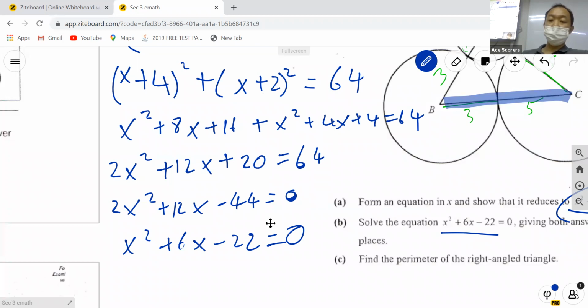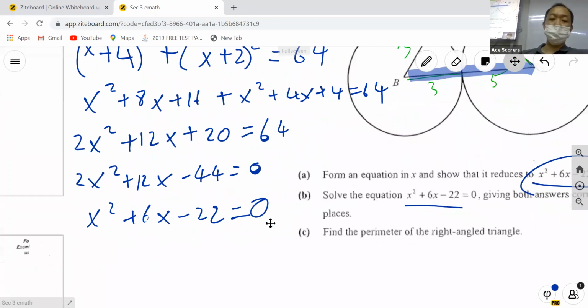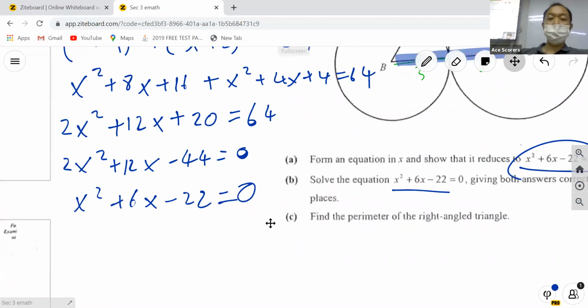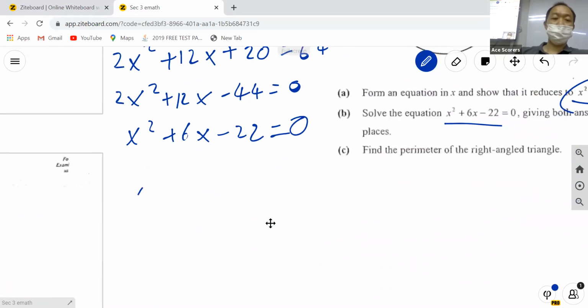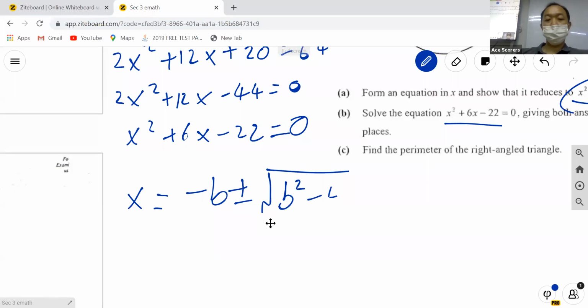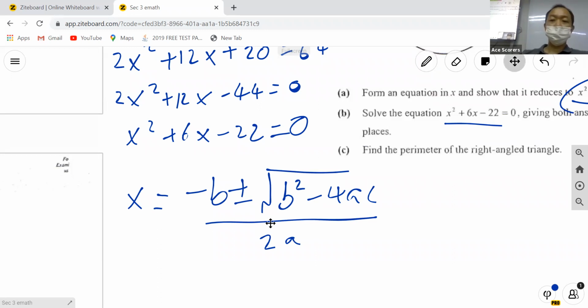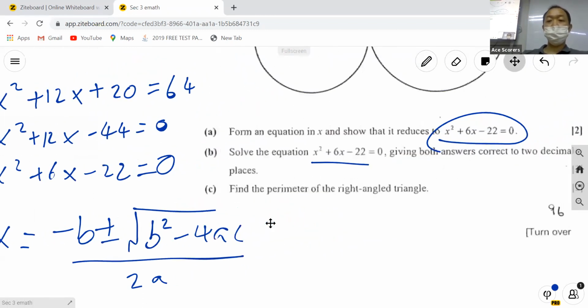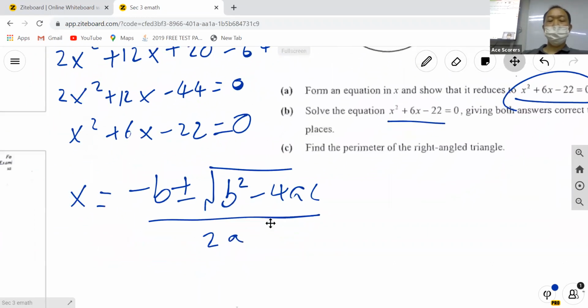So after you got the same thing, you gotta use either complete the square or the general formula. So what is the general formula? X equals to minus b plus minus square root b squared minus 4ac over 2a. So wait, for part A, I just show this thing. Yeah, then show that it reduces to this. Okay, so you're done. Now you need to input the correct figure, right?